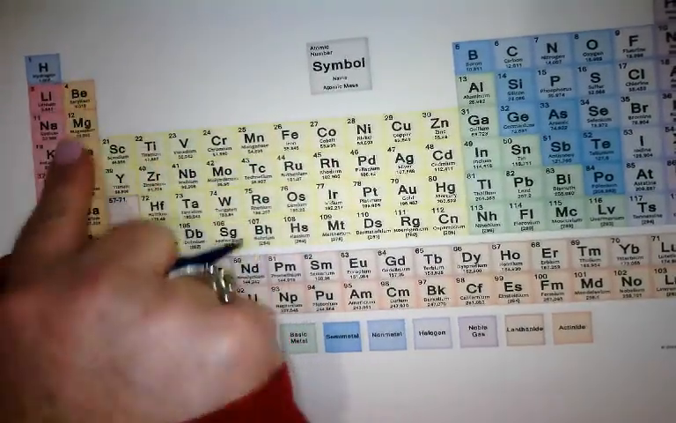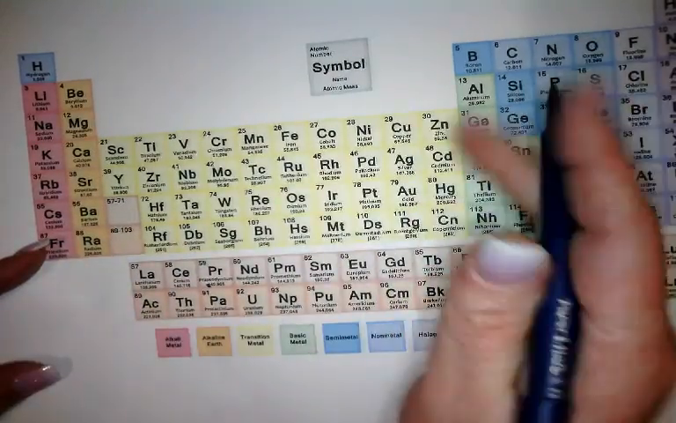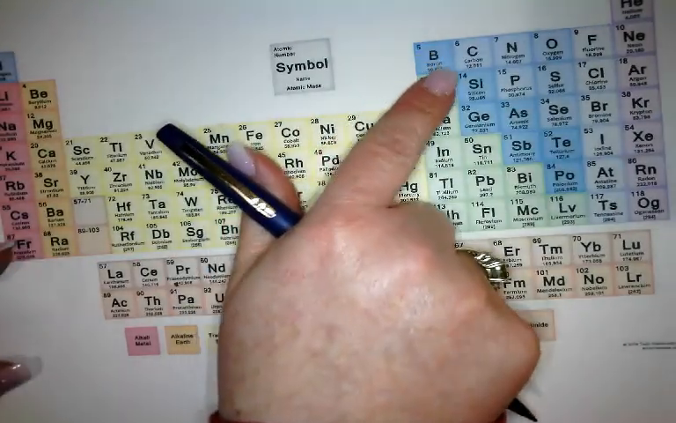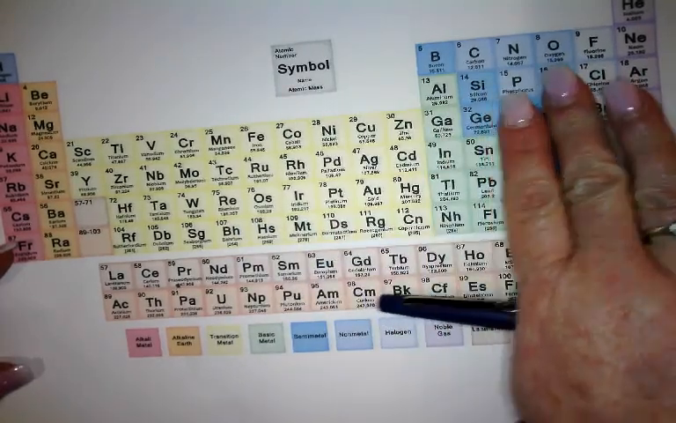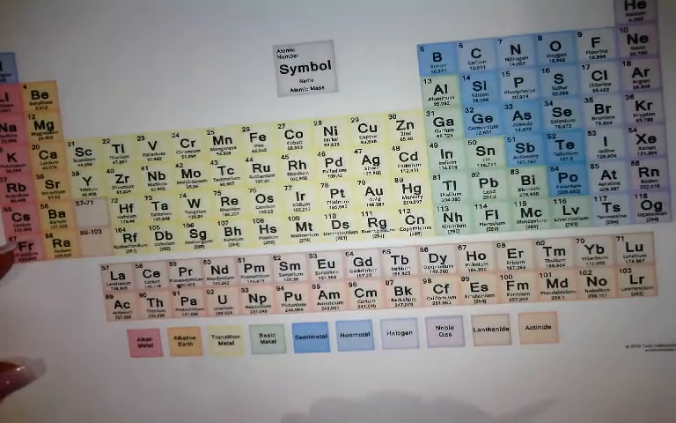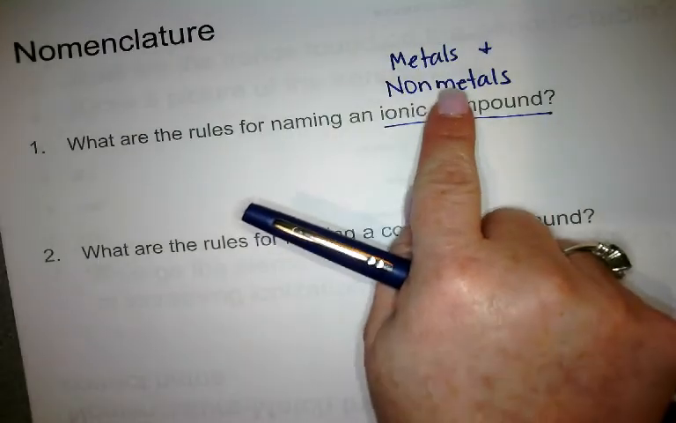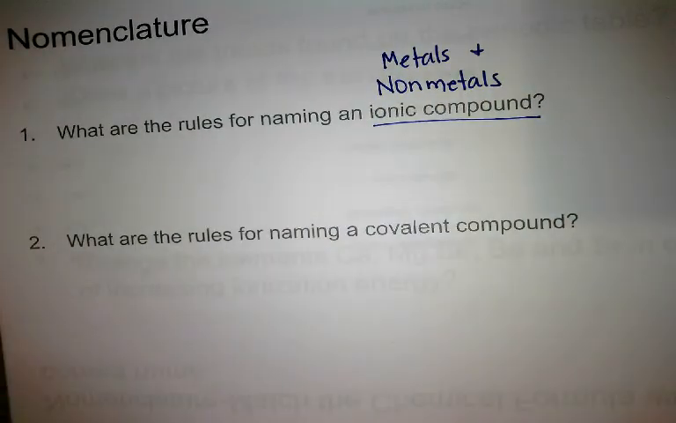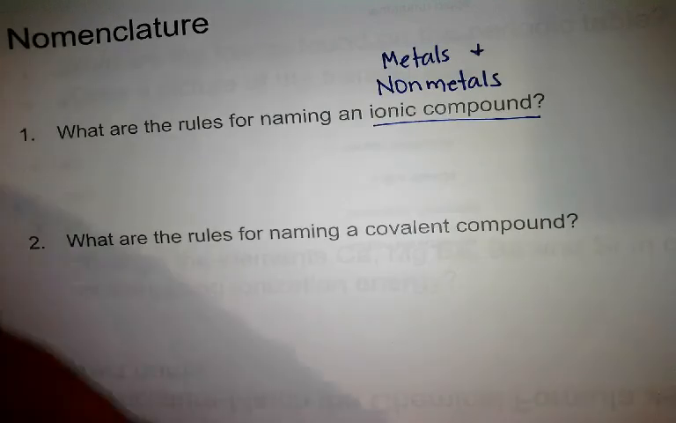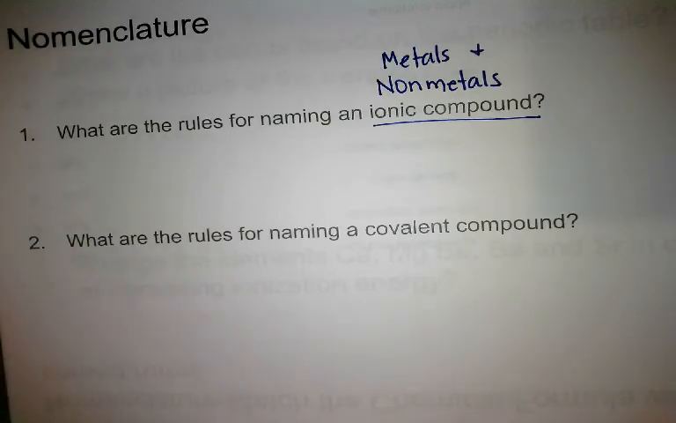Your metals are going to fall on pretty much the left side of the periodic table. We have what we call the staircase. You can see it here in that blue color. Everything to the right of that staircase is going to be considered your nonmetals. When we look at the rules for nomenclature with metals and nonmetals, what it comes down to is making sure that they have balanced charges.